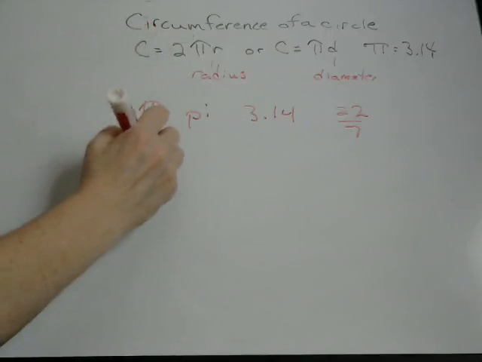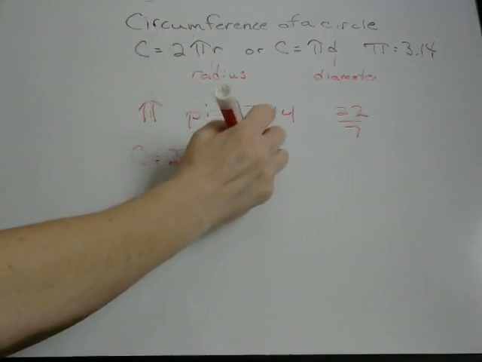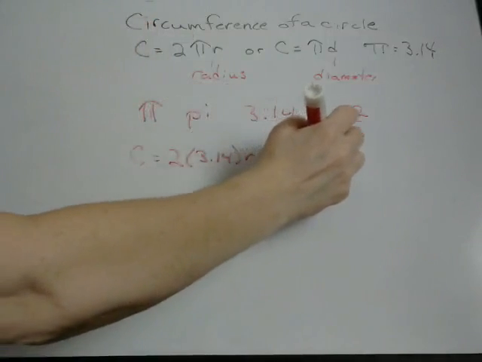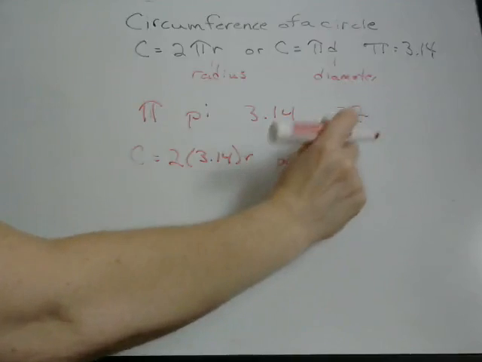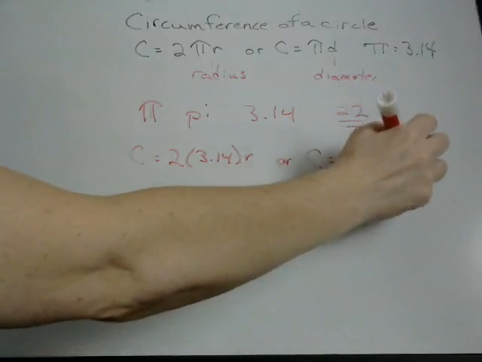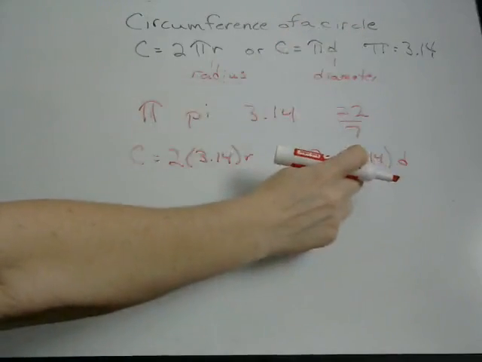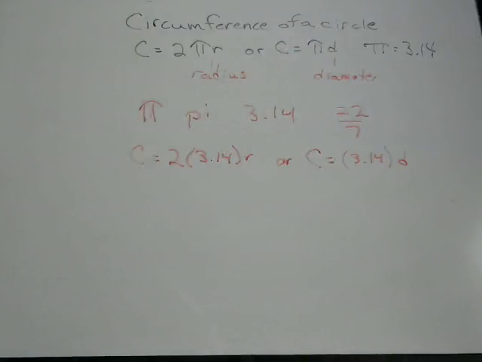So this really means C equals 2 times 3.14 times the radius, or circumference equals 3.14 times the diameter. We're just substituting 3.14 in for the pi symbol. People generally just use pi because, again, it is this huge long number, but it can be rounded to 3.14. So rather than saying 3.14, you just say pi.